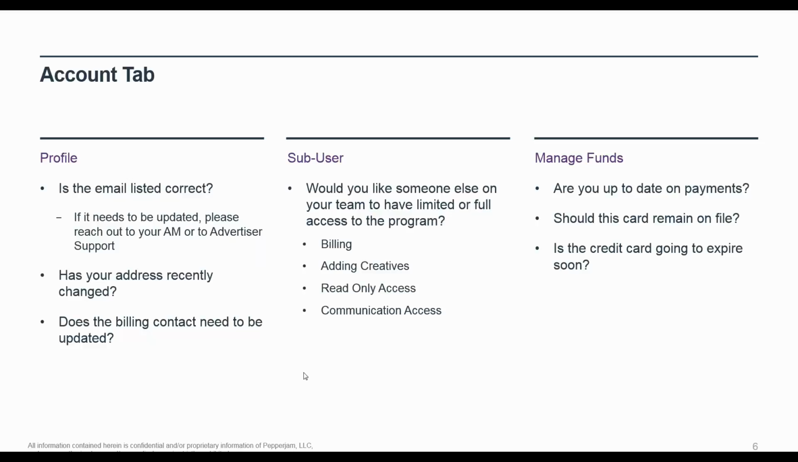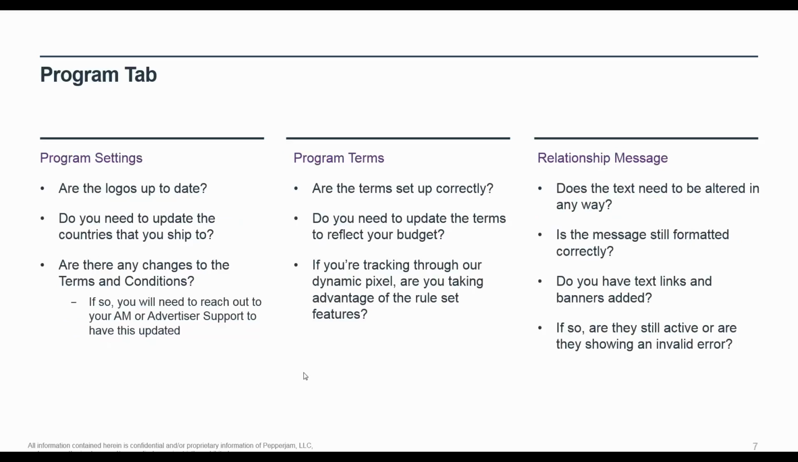Next, we're going to review the Program tab. When reviewing this tab, you want to review the program settings, program terms, and the relationship message. Under Program Settings, you want to ensure the logos are up to date. This is the logo that publishers will see when searching for the brand. As our network is expanding, our publishers are also looking to expand their reach, so if you ship to multiple countries, it is best to select that all apply in this section.